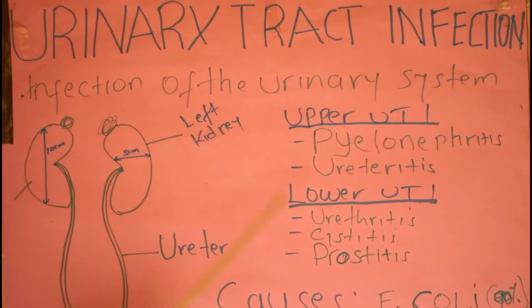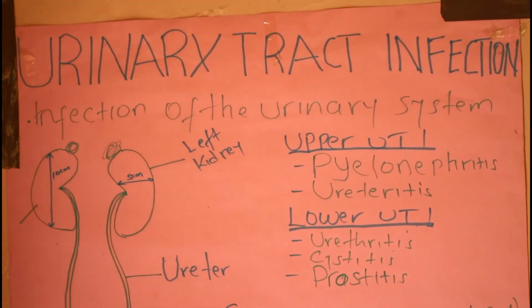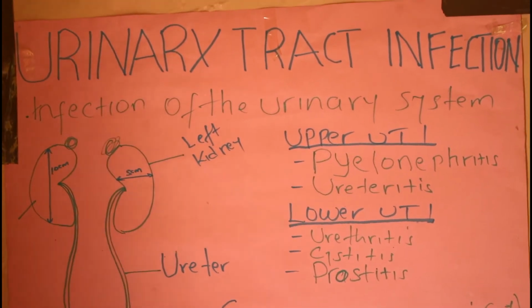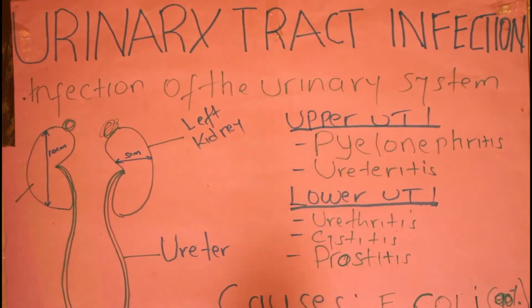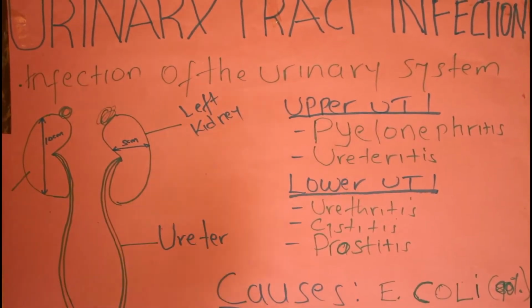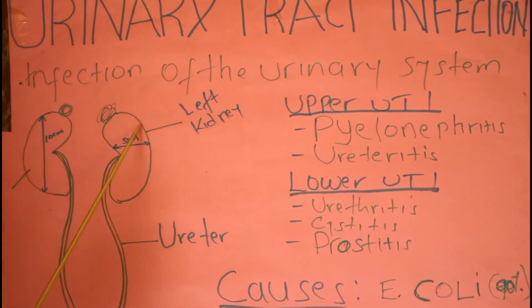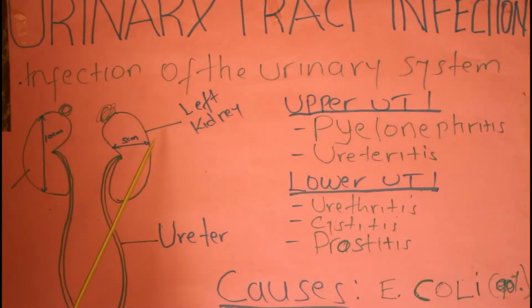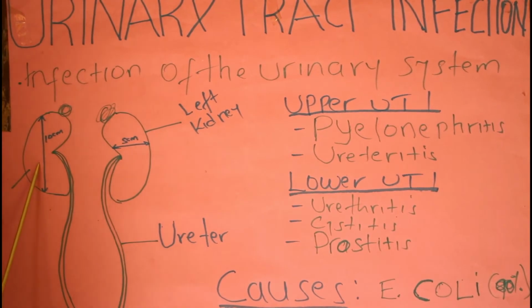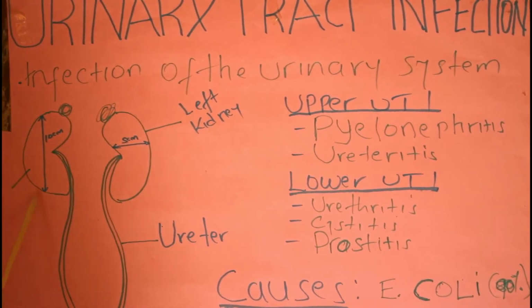So I have a chart here that will enable me to explain to you well about the condition. Urinary tract infection is simply the infection of the urinary system. The urinary system comprises these simple organs. We have two kidneys, the left kidney and the right kidney. A kidney is a bean-shaped organ, as you can see in the chart, which is 10 centimeters long and 5 centimeters wide. It is approximately the size of your fist.